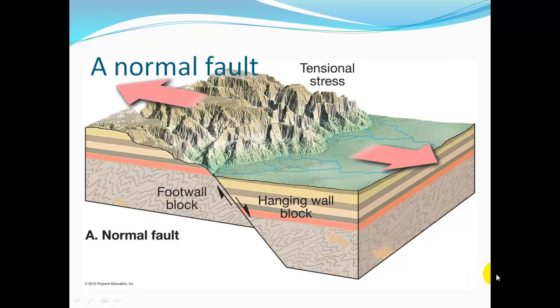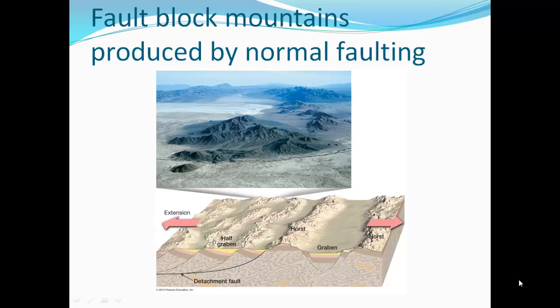Here with tensional stress, where these fault blocks are being pulled apart from each other, the hanging wall slips downwards and the foot wall rises upwards. That's a normal fault. These are fault block mountains produced by normal faults. Here's one row, and here's probably another row. See, here we have these normal faults.